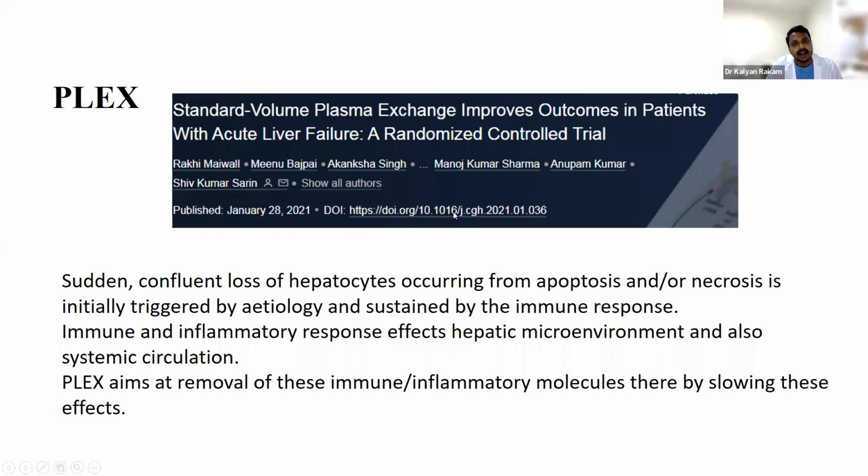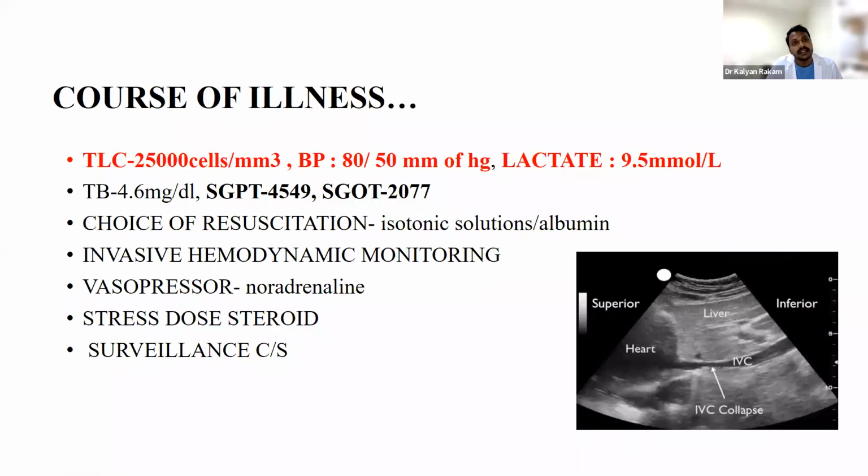Now after correction of the coagulopathy, what other complications can a patient with acute liver failure experience? Here, as the case is progressing, the patient's TLC went up to 25,000, the blood pressure is 80/50, and the lactate is 9.5. So high lactate, low blood pressure, and high TLC count all point towards an infection.